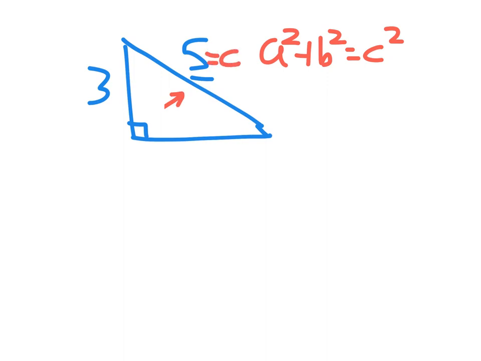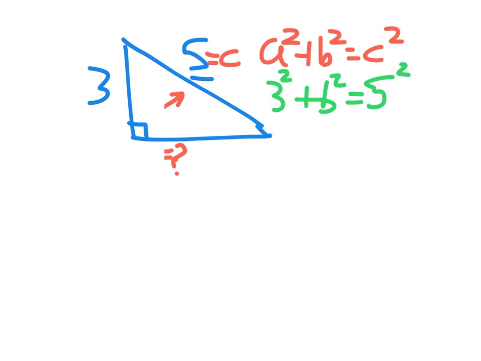Now, your leg, again, I can't say this enough, it doesn't matter. Pick one. So let's call this A and let's call this B. It doesn't matter which leg is which. So we don't know what B is, so let's put a question mark there. And let's start filling in our formula, what we know. So A squared is 3 squared. B squared is we don't know, so I'm going to leave it as B squared. C squared is 5 squared.